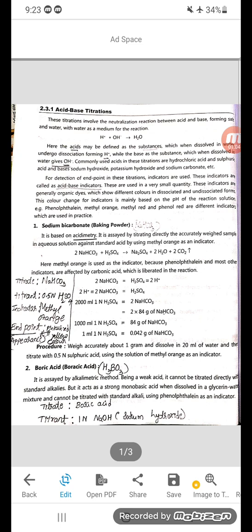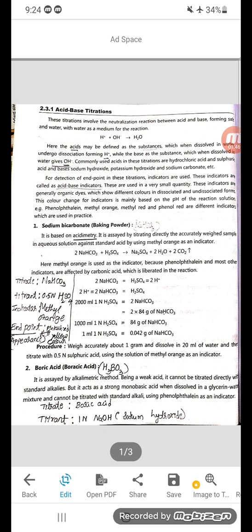Okay, so the first one, the acid base titration. Acid base titration is a type of volumetric analysis which involves neutralization reactions between acids and bases, where salt formation takes place with water liberation. In this reaction, an acid is a substance which, when dissolved in water, undergoes dissociation and forms H+ ions. Similarly, a base is a substance which, when dissolved in water, gives hydroxyl ions, so OH- ions get liberated.